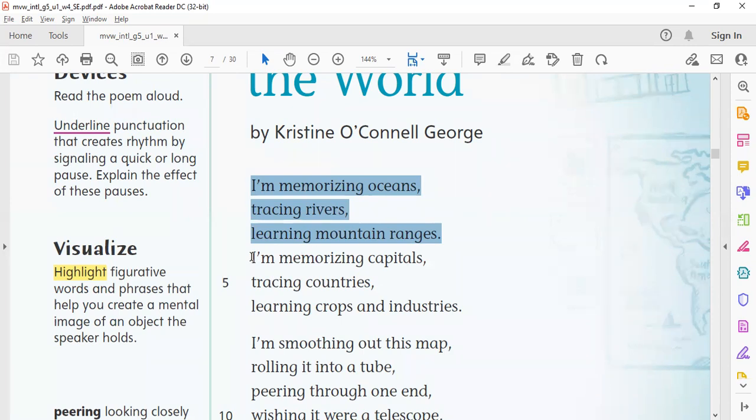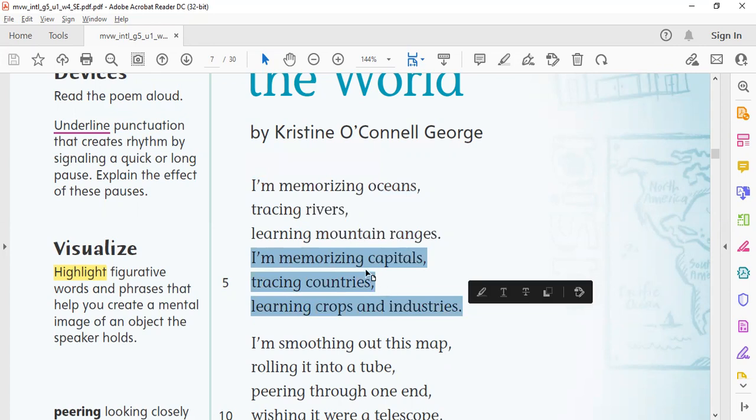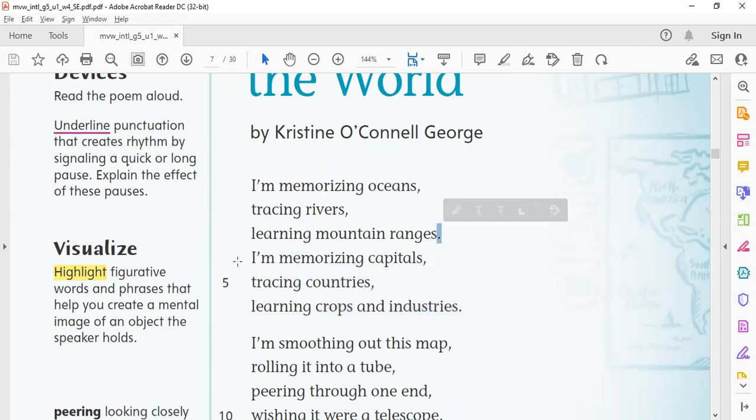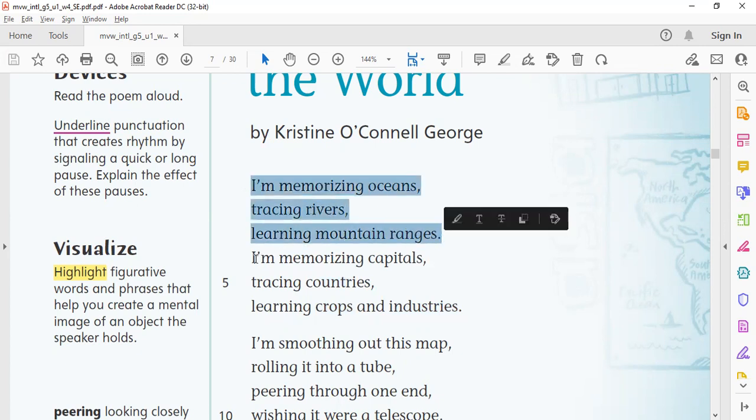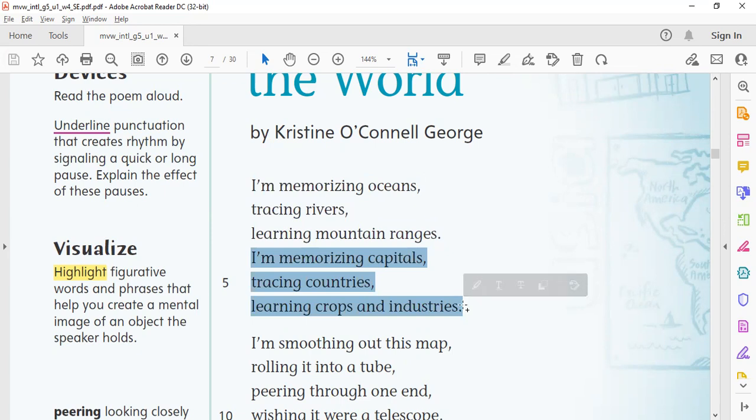It's natural. But look here, she shifts from talking about natural things to talking about man-made things. Did you get this idea? So that's why she put a dot, because she shifts to another idea, talking about countries and industries and the learning groups, the man-made stuff.